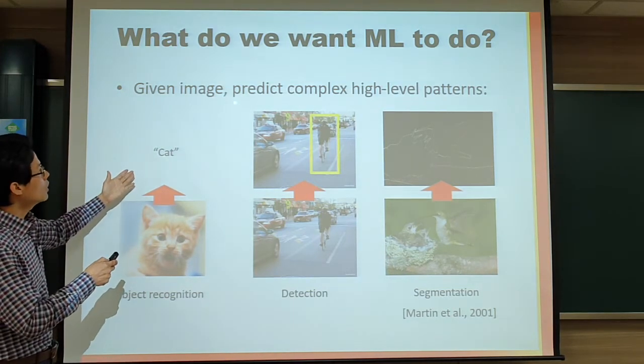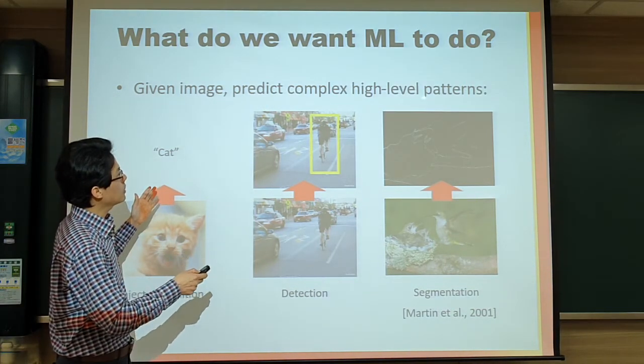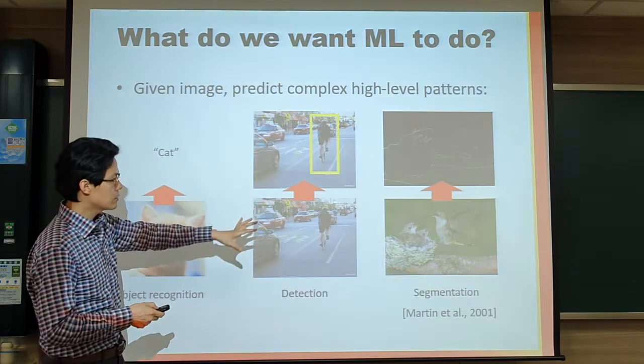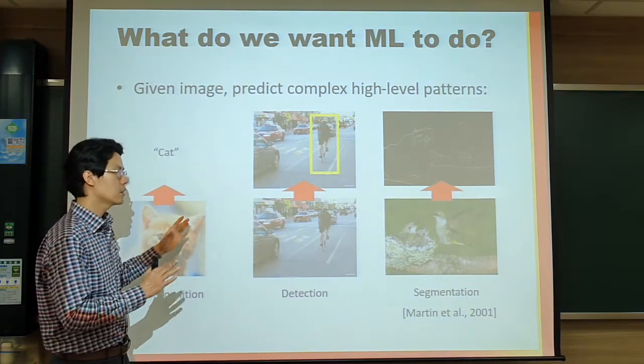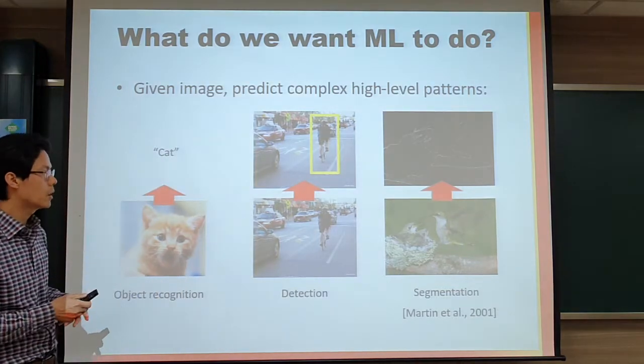Given this image, we want to predict and also identify complex high-level patterns, right? There could be many different patterns, but they're not just low-level features like corners or blob patterns.